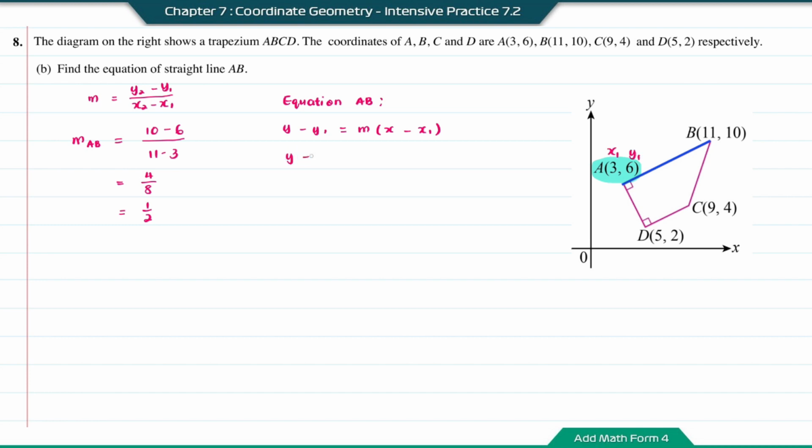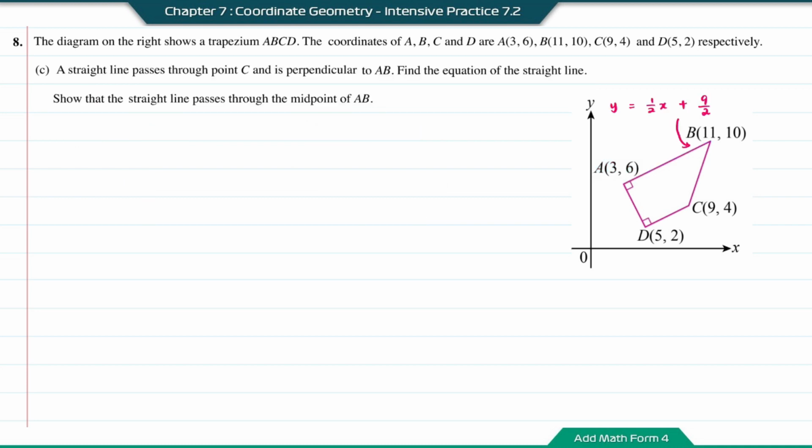So here y minus 6 equals 1 over 2 bracket x minus 3. Next, expand this, and you'll get y is equal to 1 over 2 x minus 3 over 2. Then move the negative 6 to the right hand side, it will be plus 6. Therefore, y is equal to 1 over 2 x plus 9 over 2. That will be the equation of AB in gradient form.